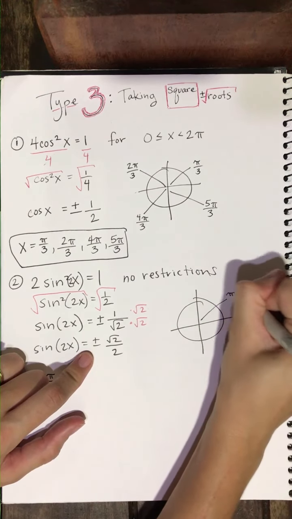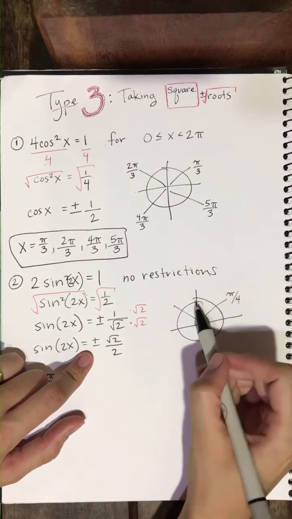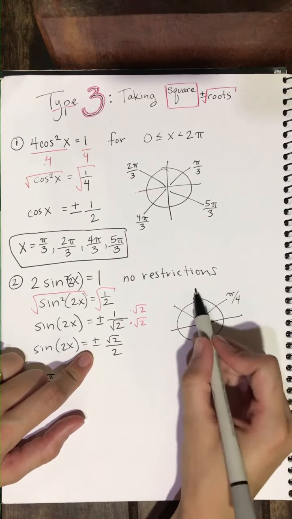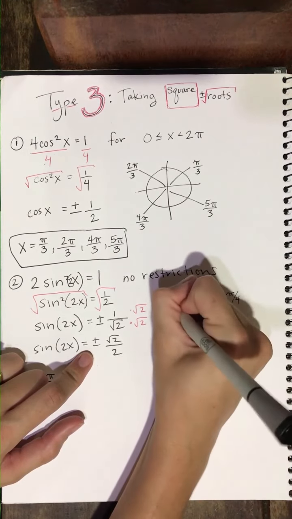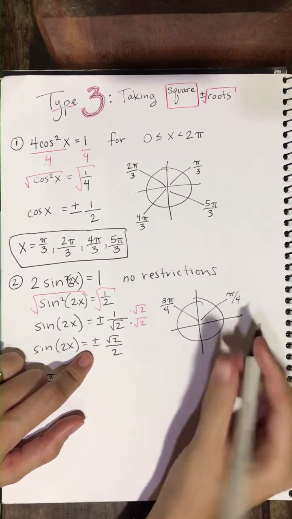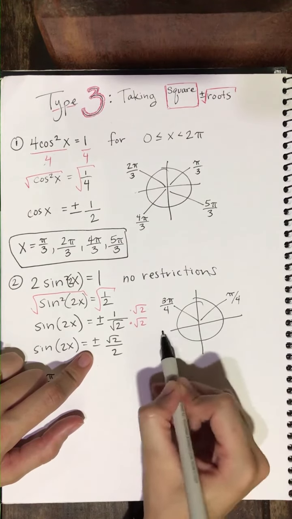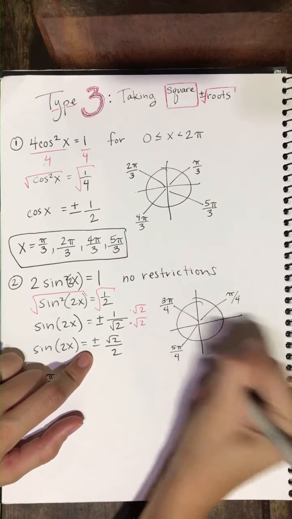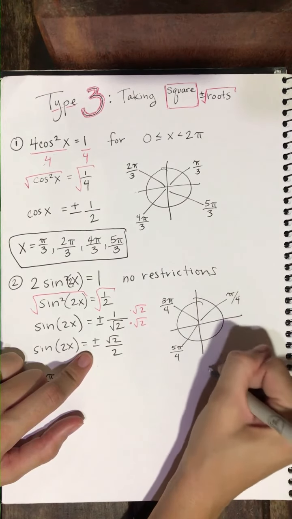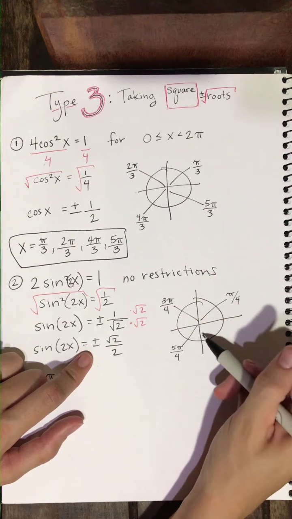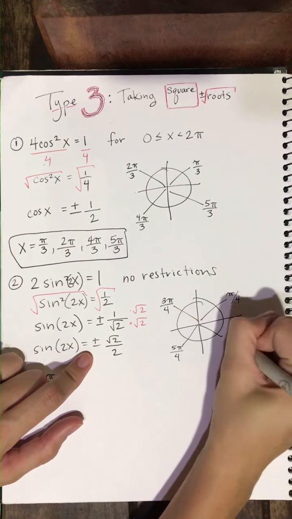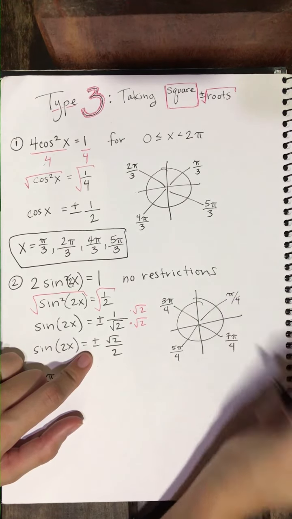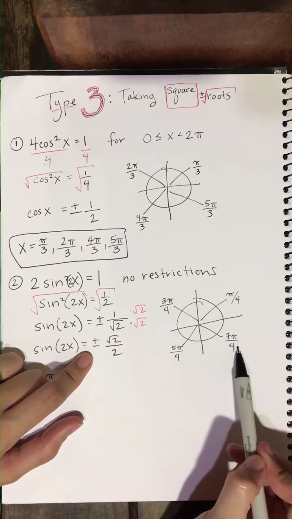We've got pi over 4. 2 pi over 4 would be straight up, right? That's the same thing as pi over 2. 3 pi over 4. 4 pi over 4 would be straight over. That's the same thing as pi. 5 pi over 4. 6 pi over 4 would simplify to 3 pi over 2, so that's straight down. And 7 pi over 4, last one. All right, so we've got these 4 solutions.